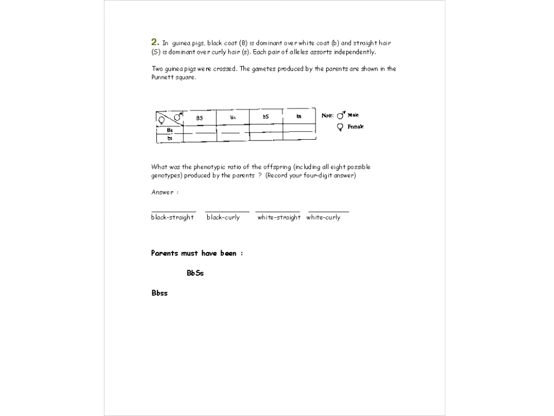So the next question says, in guinea pigs, black coat, capital B, is dominant over white coat, small b, and straight hair, capital S, is dominant over curly hair, small s. Each pair of alleles assort independently. Okay, so it says 2 guinea pigs were crossed. The gametes, in other words, the sex cells produced by the parents, are shown in the Punnett square.